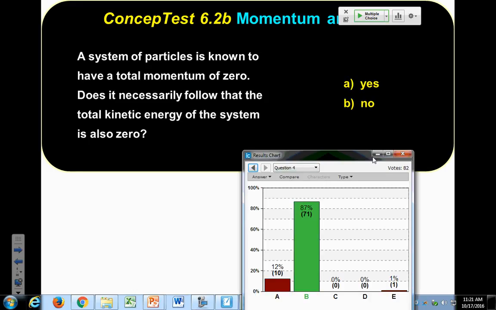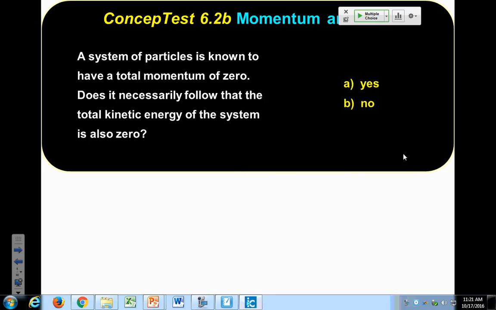Okay, good. It doesn't mean that the kinetic energy has to be 0, because I can have a system where I have one mass moving in this direction and another mass with equal mass and equal but opposite velocity. The momentum of this system is 0, even though the objects are moving, but the kinetic energy of the system is not 0. It's something more than 0. So I can have a system of particles whose net momentum is 0, but the kinetic energy is bigger than 0.